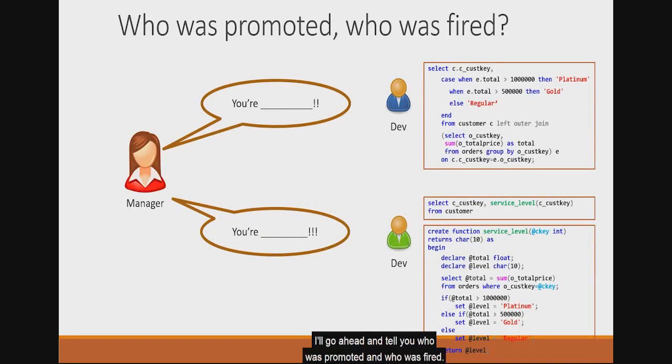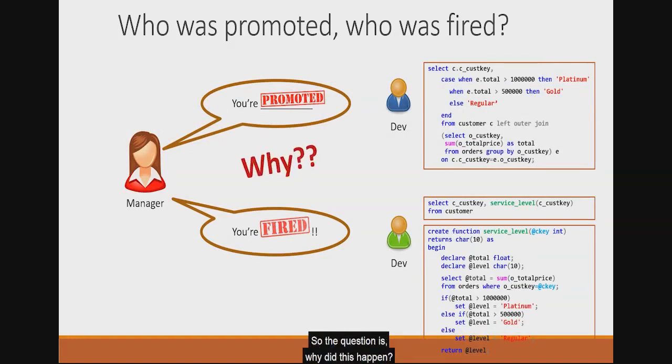So I'll go ahead and tell you who was promoted and who was fired. It turns out that the engineer who wrote the complex SQL query was indeed promoted, and our friend who wrote a user-defined function in the imperative paradigm was actually fired. So the question is, why did this happen? And the simple answer is that the manager basically asked them to run their programs on their millions of customers and billions of orders data.